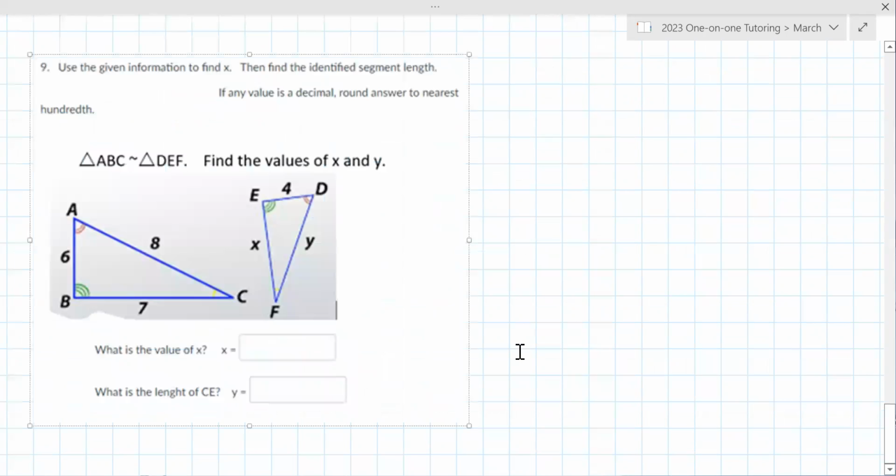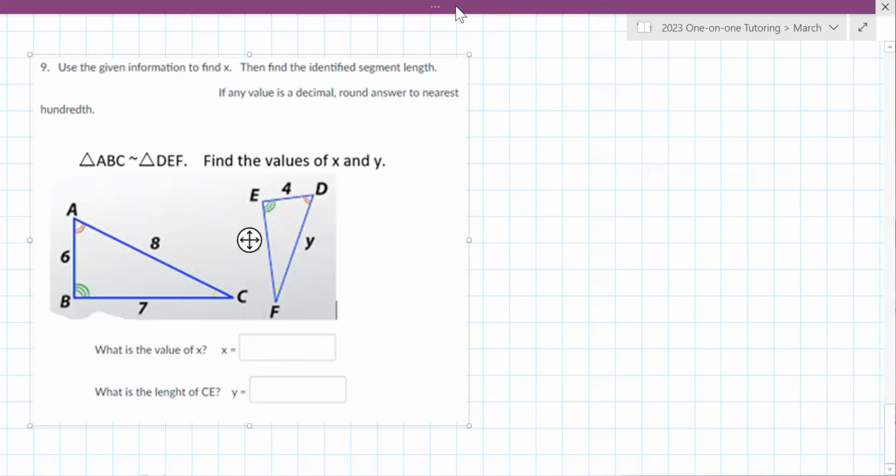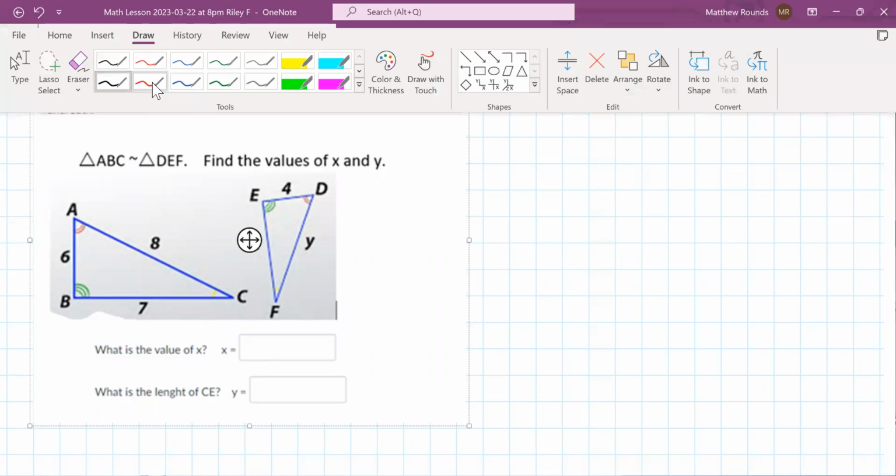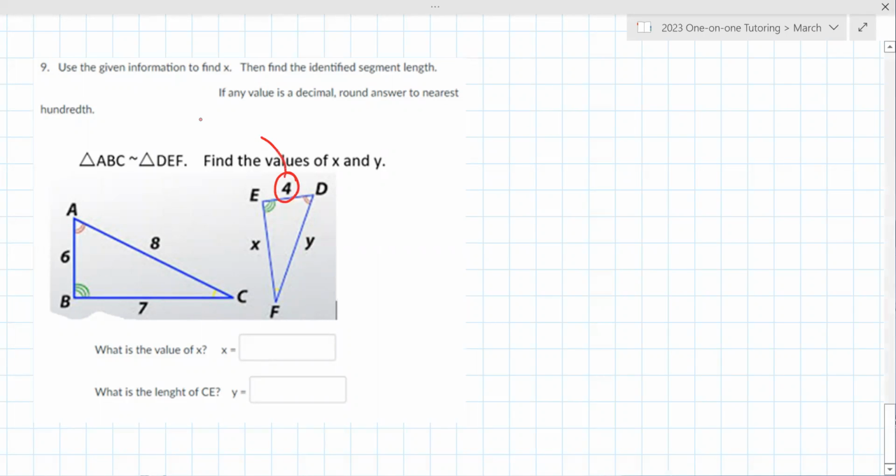All right, use the given information to find x, then find the identified segment length, so on and so on. So they're giving you these two triangles, but one's kind of rotated. So the E really goes where the B is, the D goes where the A is, and F is where C is. Is that okay? Yeah. So when you recognize that, you realize, okay, 4 goes to the 6, or the 6 goes to the 4, depending on how you want to look at it.